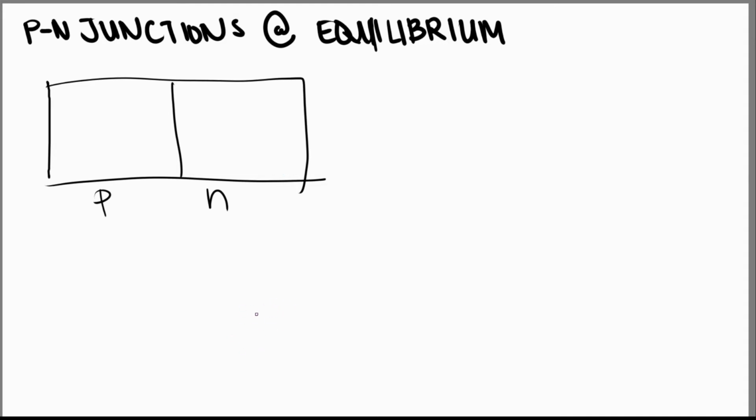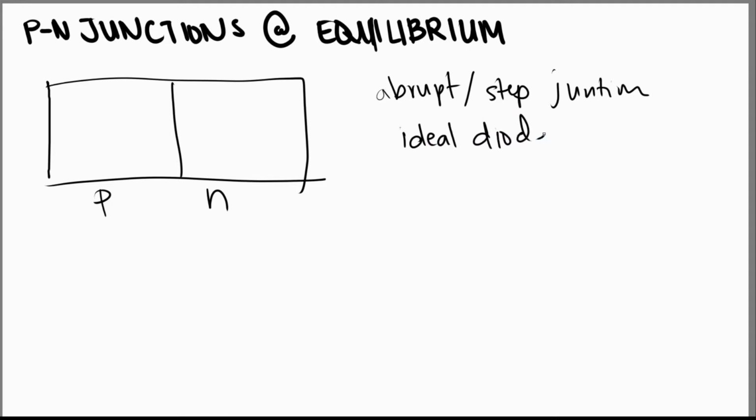put into contact. So in this video, we'll be describing how this PN junction behaves in equilibrium. We'll be creating a model for these PN junctions, and we'll be describing the properties of the ideal PN junction at equilibrium. The ideal PN junction is also known as your abrupt or your step junction. It acts as an ideal diode, only allowing the current to flow in one direction.